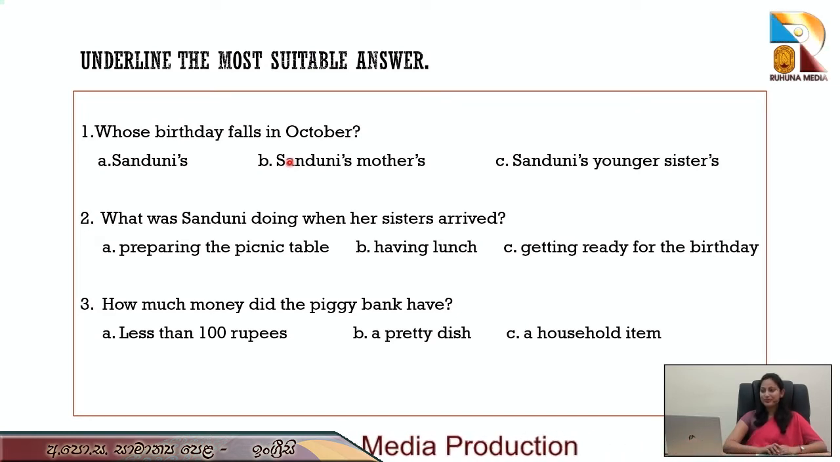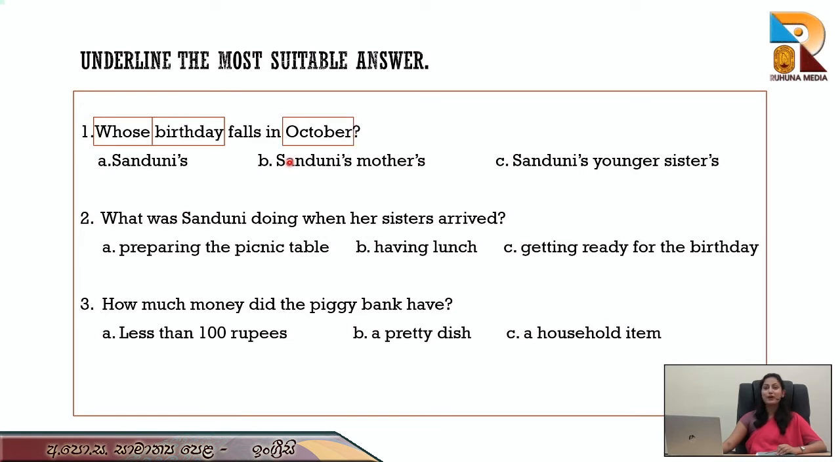Here you have MCQ questions. We call them multiple choice questions. You have three options here. Let's have a look at the first question. Whose birthday falls in October? Just try to find out what the keywords are here. Whose, the question word, birthday, and October.